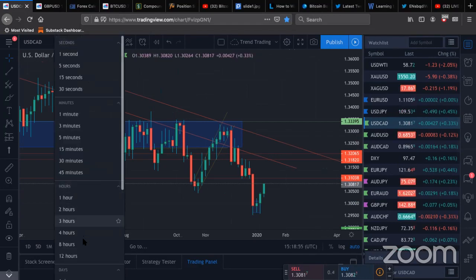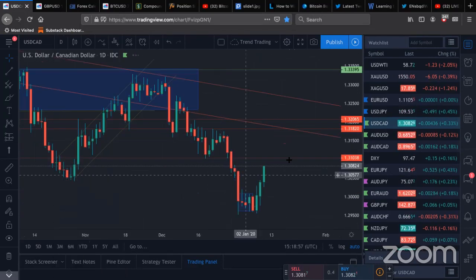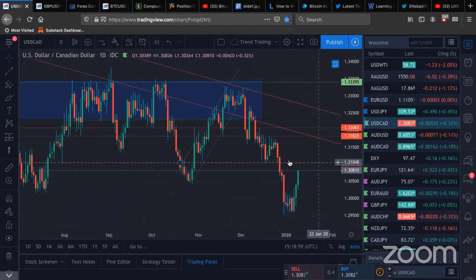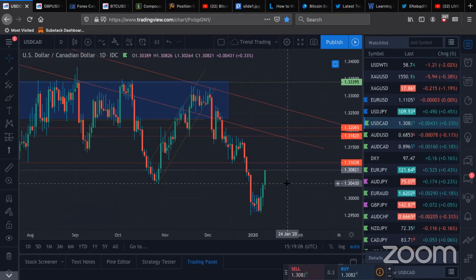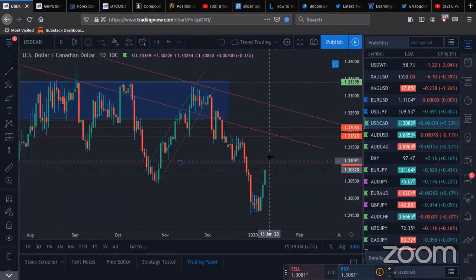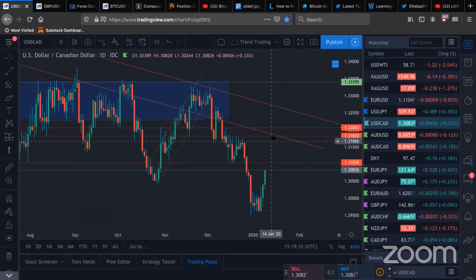Dollar, Canadian dollar, my premise is that if we get to this resistance, I have a chance to look for a rejection and a short trade. Maybe I don't get that opportunity. Maybe I don't get an entry. Maybe I get an entry. Maybe I get stopped out. Maybe we come up into here.